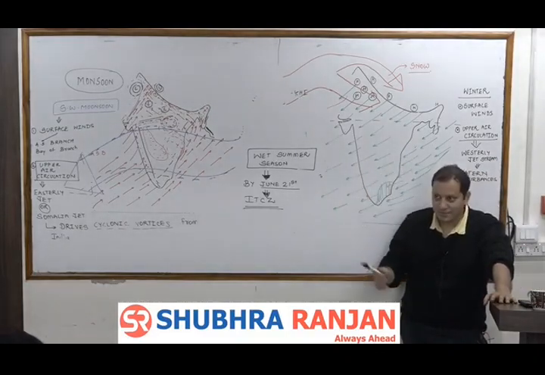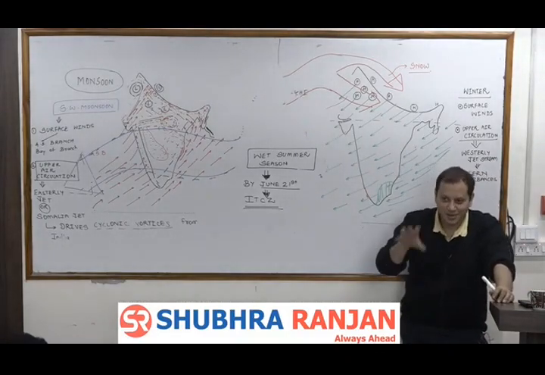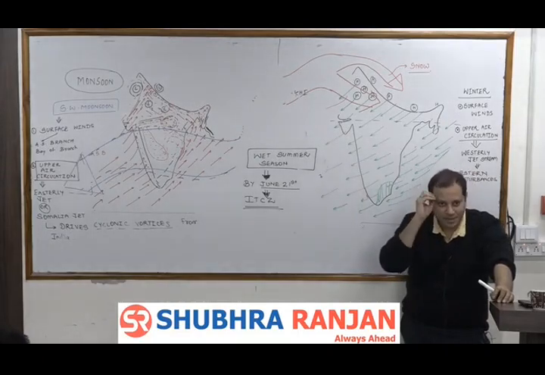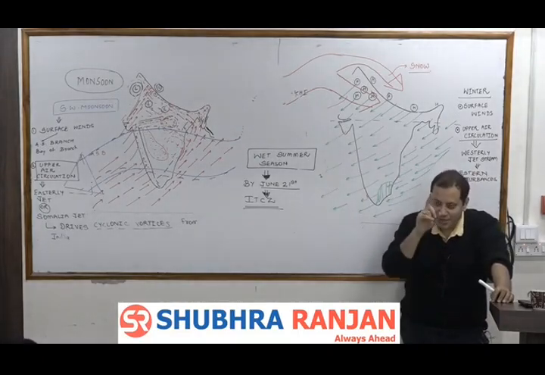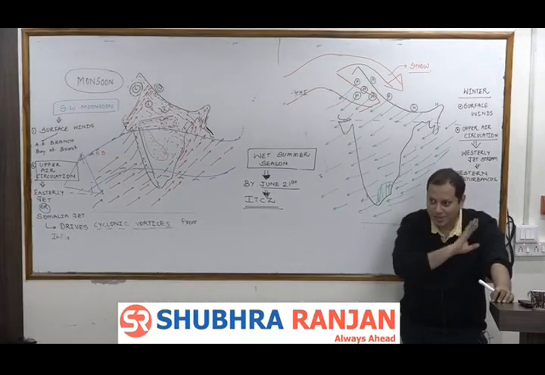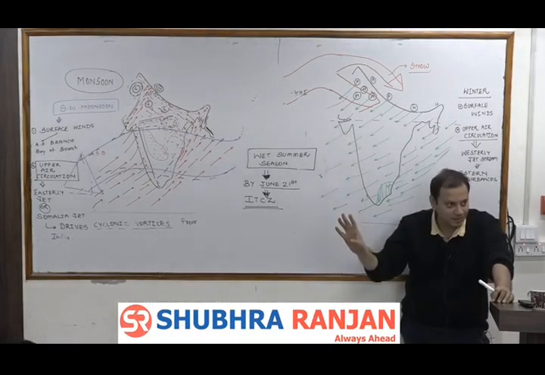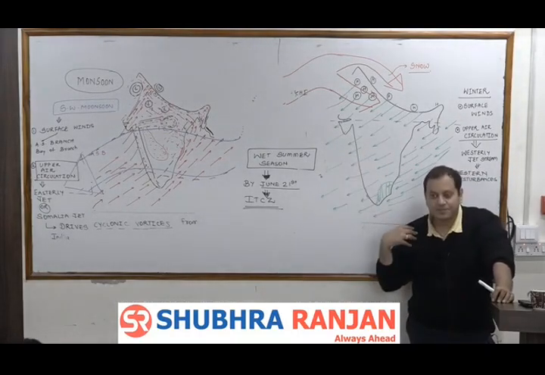This concept will become clear in 3-4 more lectures. It is not that easy. But are you understanding why it disappears? Because either the ITCZ can be there or the jet stream can be there. Both cannot be there at the same time. Next.